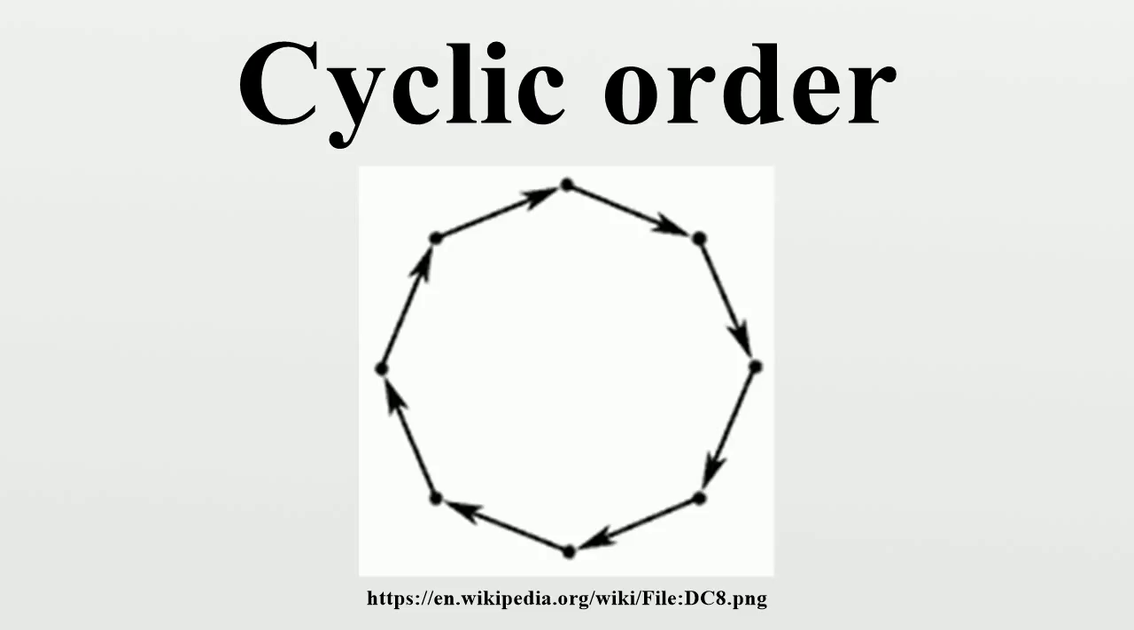Cyclicity. If [A, B, C], then [B, C, A]. Asymmetry. If [A, B, C], then not [C, B, A]. Transitivity. If [A, B, C] and [A, C, D], then [A, B, D]. Totality. If A, B, and C are distinct, then either [A, B, C] or [C, B, A].